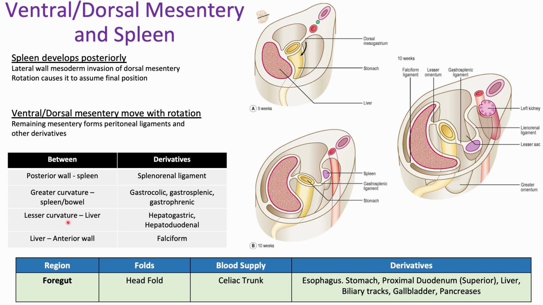The lesser curvature of the stomach, which again is going to be located on the right in adults, connecting to the liver, we're going to have our hepatogastric ligaments and hepatoduodenal ligaments. And then connecting the liver to the anterior wall of the abdomen, this is going to be our falciform ligament. And remember, at the base of the falciform, you're going to have the ligamentum teres in adults, and that's the obliterated umbilical vein.